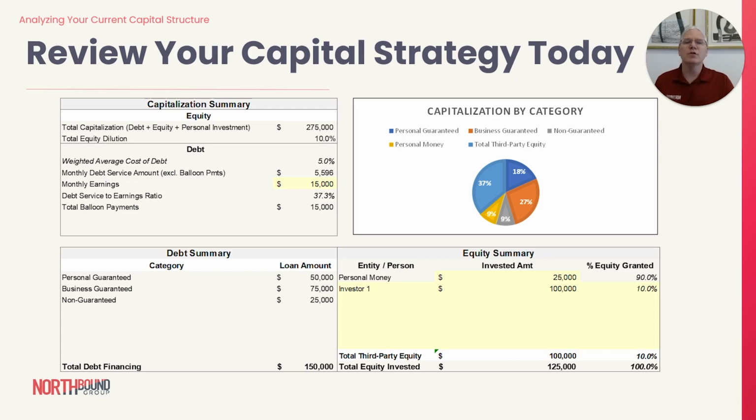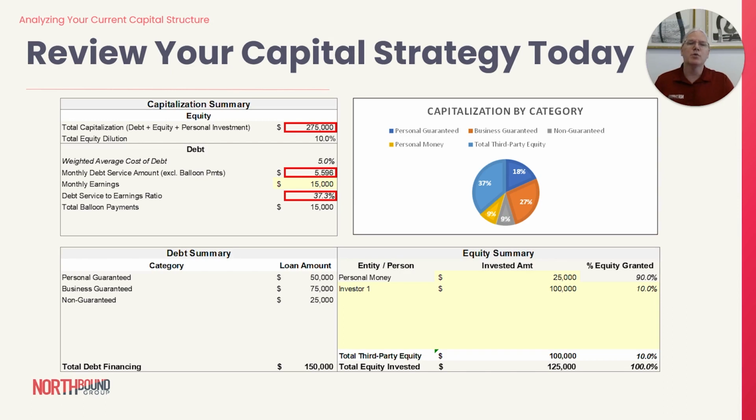When you put it all together, you get to something that we will be talking a lot about now, which is your overall capital strategy by type of investment. And this is the chart that you've got in your workbook. As you can see, it shows the total amount of capital you brought into the company, when you look at debt and equity and all of your own money, is $275,000. And your monthly debt service cost right now is $5,596. And against your monthly earnings, that's 37% of your earnings.